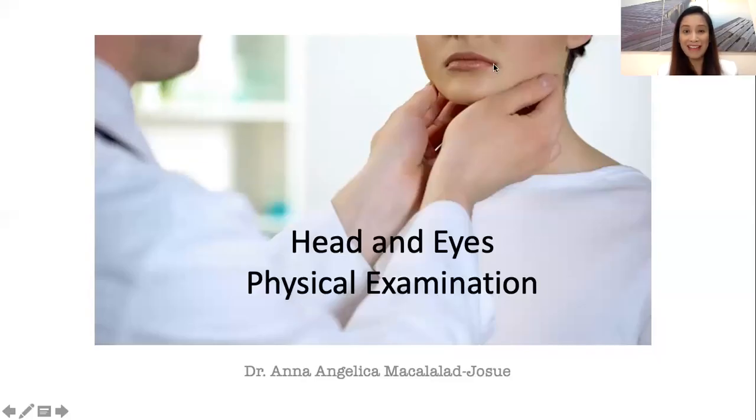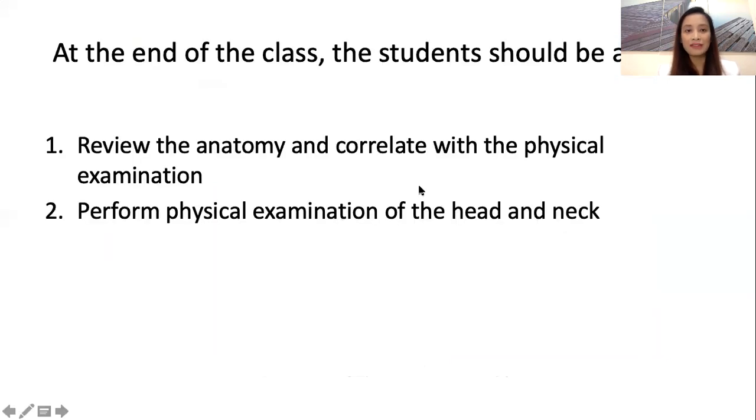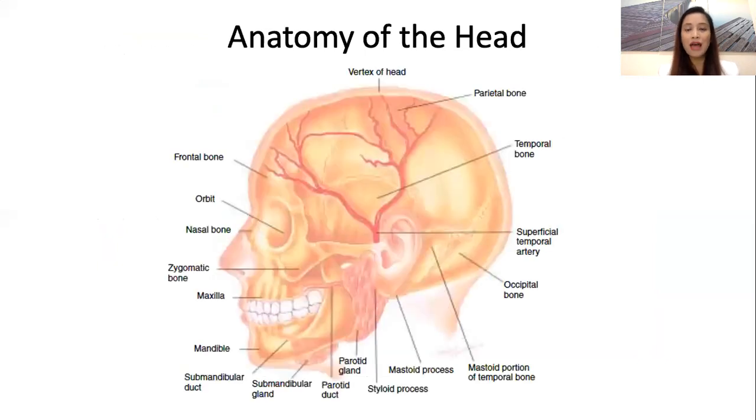So good morning, class. For this morning, we are going to discuss the physical examination of the head and eyes. At the end of the class, you should be able to review the anatomy and correlate it with the physical examination, and be able to perform physical examination of the head and eyes, with the exception of the fundoscopic examination. So we'll just have a brief review of the anatomy of the head.